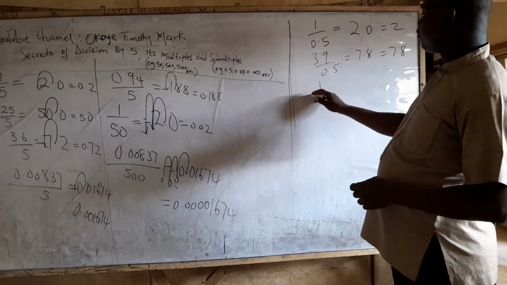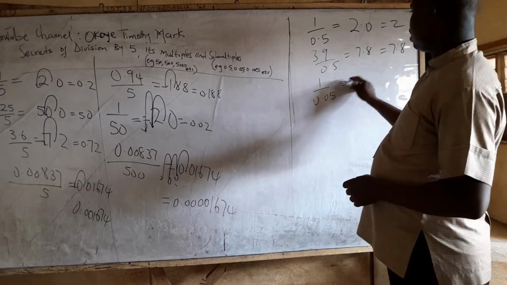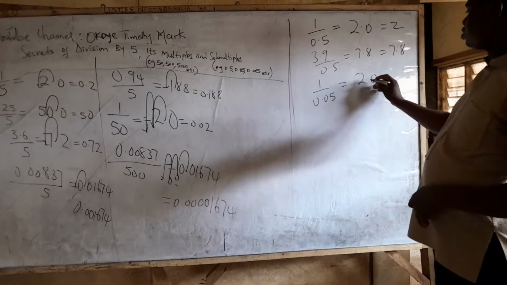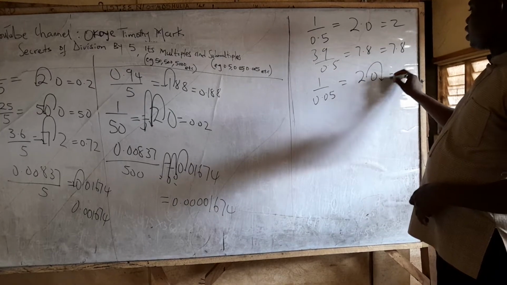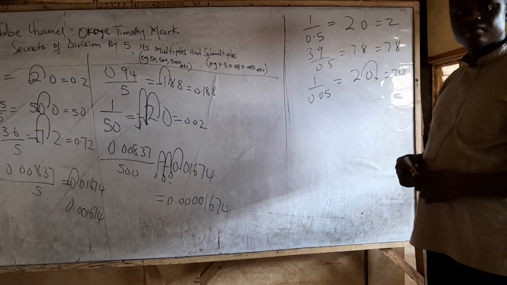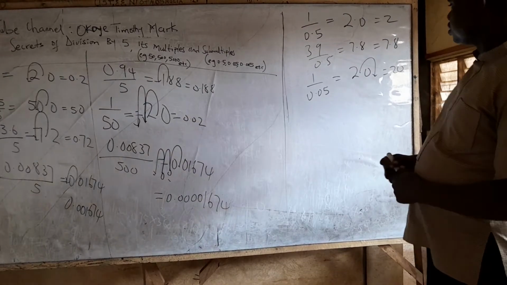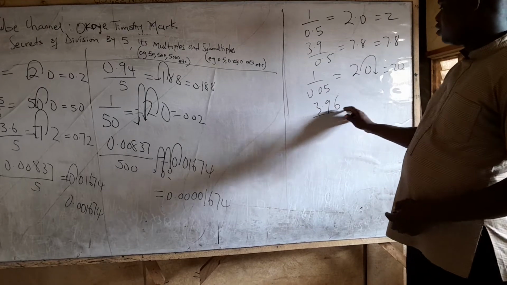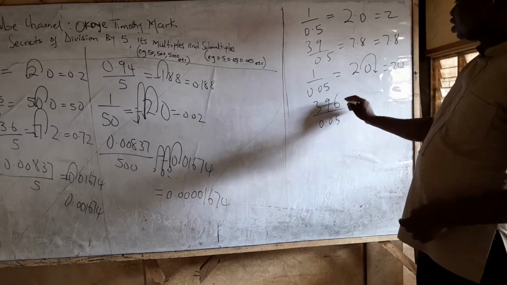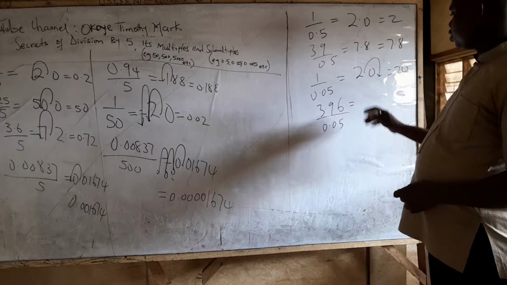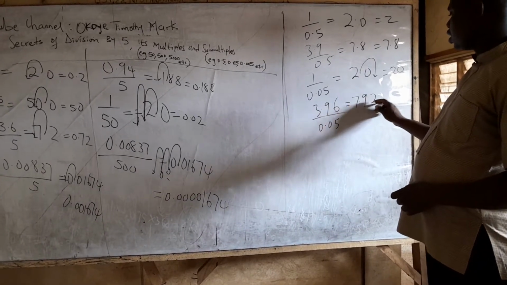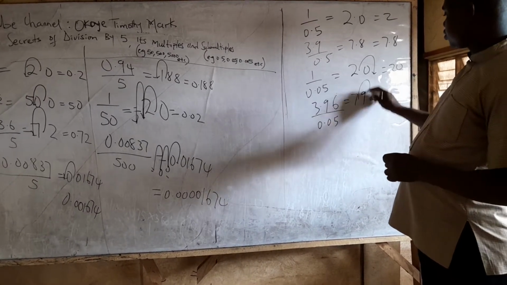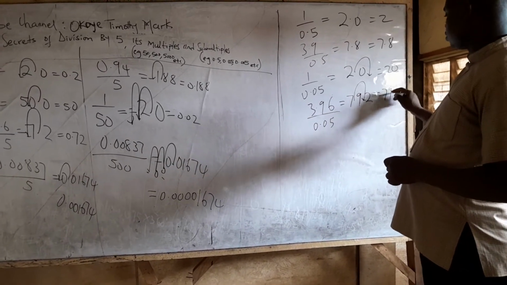But if you give something like 1 over 0.05, I'll double it. There's 1 0 inside the decimal part of this number, so I'll shift it 1 step forward. That becomes 20. Hence 1 over 0.05 is 20. If we give 3.96 over 0.05, when I double this one, I have 7.92. Then how many zeros are inside here? 1 0 inside the decimal part. So shift it forward, that's now 79.2.